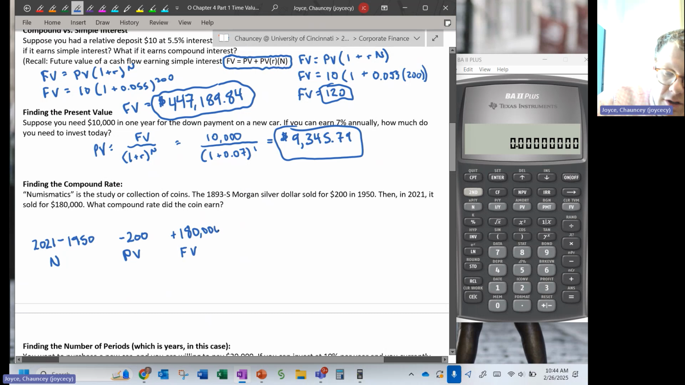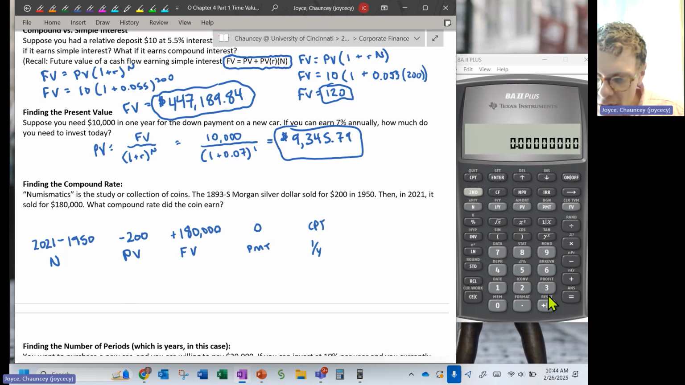If you ever get an error doing these types of calculations, the typical solution is to set the present value negative. Payment is 0. This coin is not paying you a coupon payment or a dividend or anything like that. It's just a single cash flow of $200 at one point with the expected return there of $180,000. And your rate is what we're going to compute for.